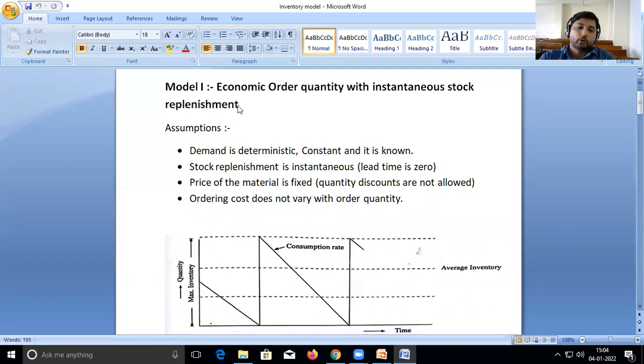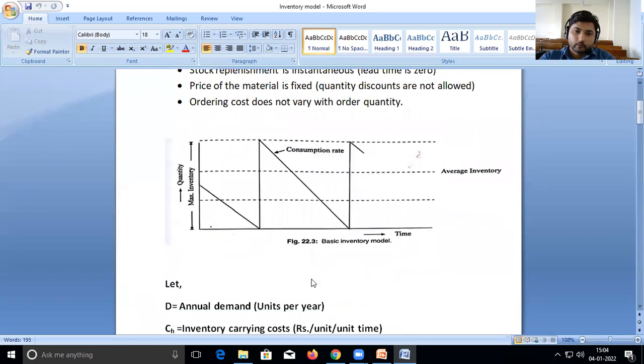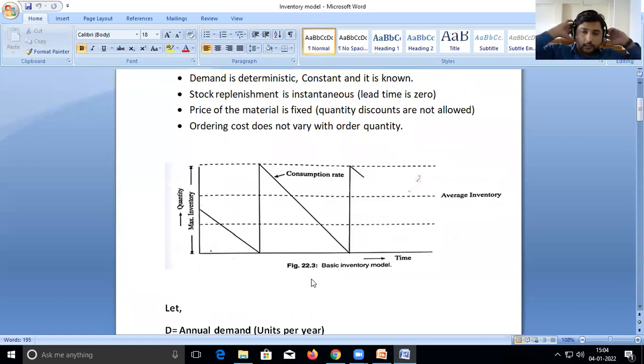Okay, so draw this figure, everyone. Basic inventory model, with the heading basic inventory model.